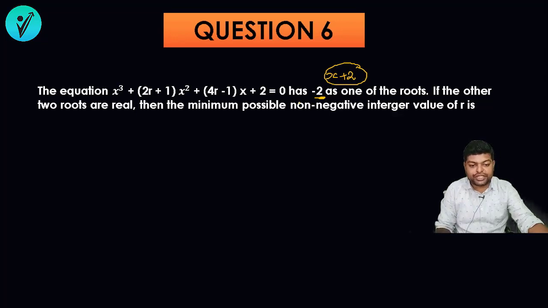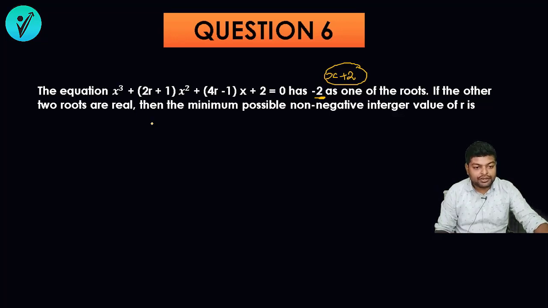If minus 2 is one of the roots of this expression, we can clearly say x plus 2 is one of its factors. It means when you divide this expression by x plus 2, you'll have 0 as the remainder. And if the other two roots are real, then the minimum possible non-negative integer value of r is. So what we have to do is find the minimum possible non-negative integer value.